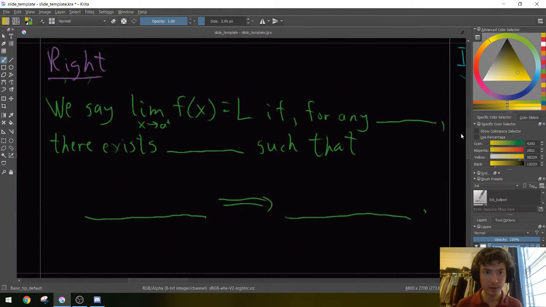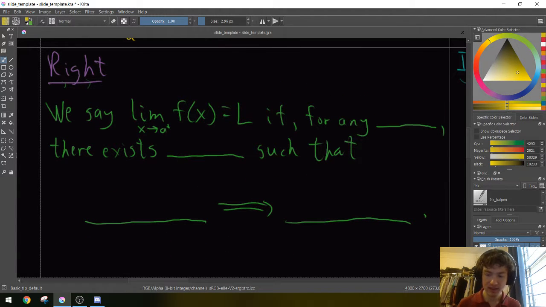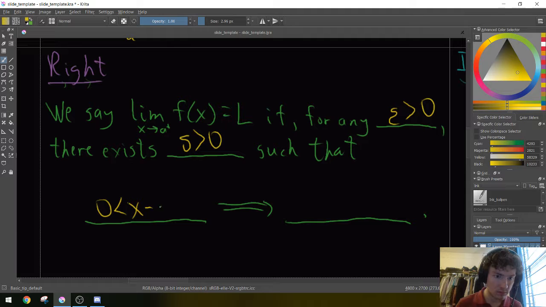And now how will the limit on the right be different? So I guess the only interesting piece is that left line. We still want any epsilon greater than 0. There is a delta greater than 0. And now what do I put here? So here we would place down 0 is less than, and once again omit the absolute value, x minus a is less than delta. Yeah, good. And then this will be that f is within epsilon of L.